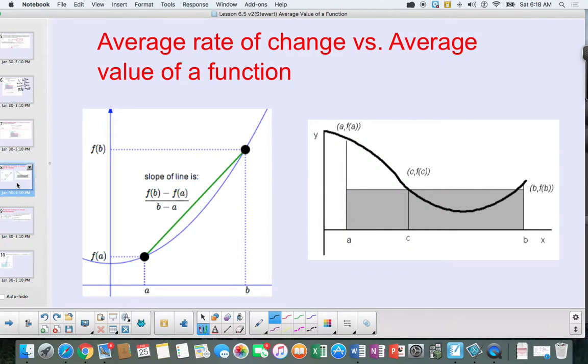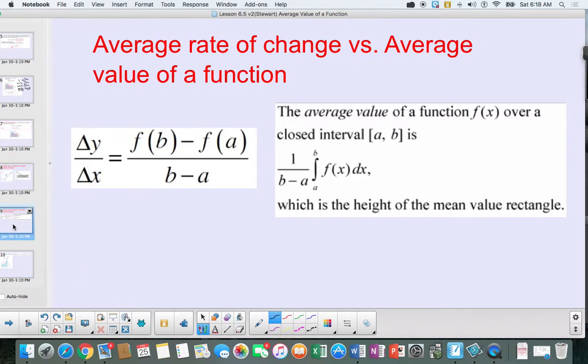Let's take a look at average rate of change versus average value of a function. Students a lot of times get these two mixed up. Rate of change is the slope of the line between 2 points. Average value will be that height of the rectangle whose area is equal to the area under the curve. And the representations for the average are different. Take a look at those as well.